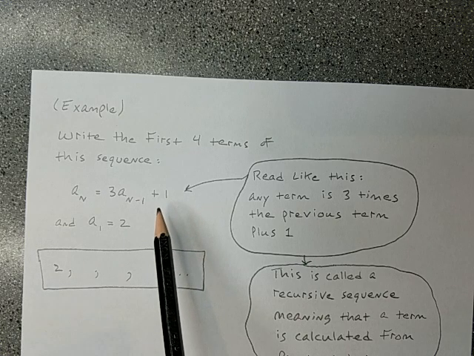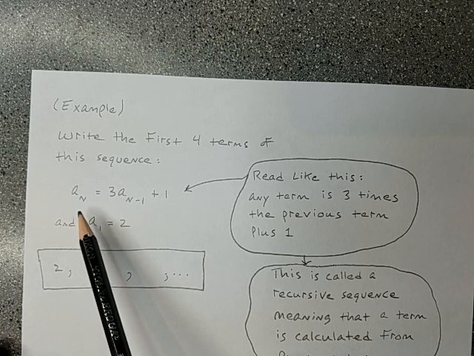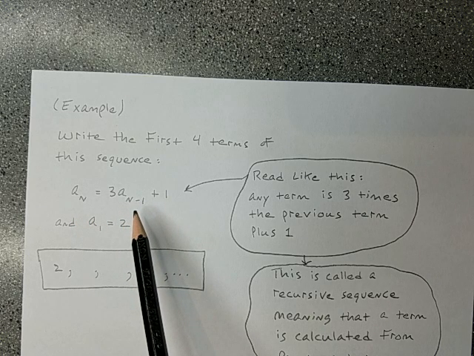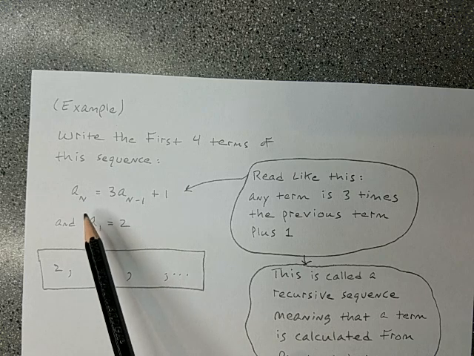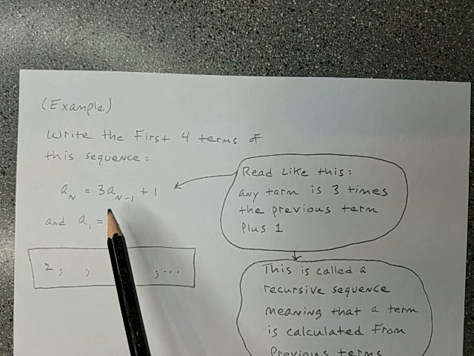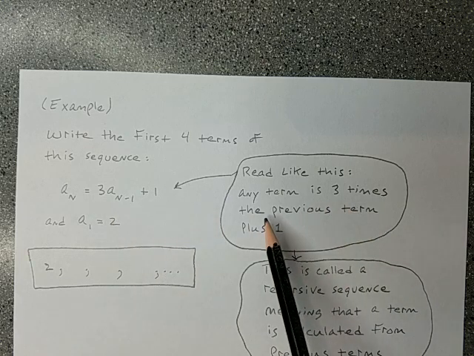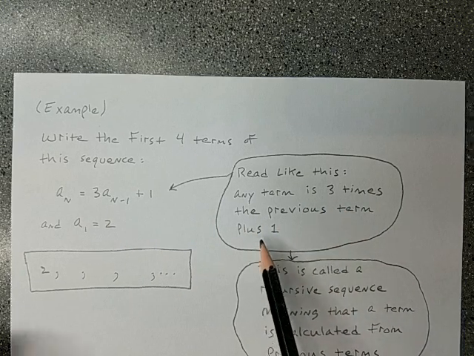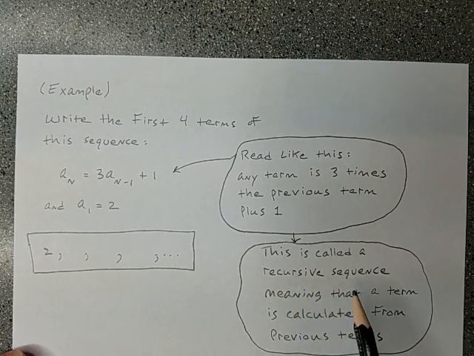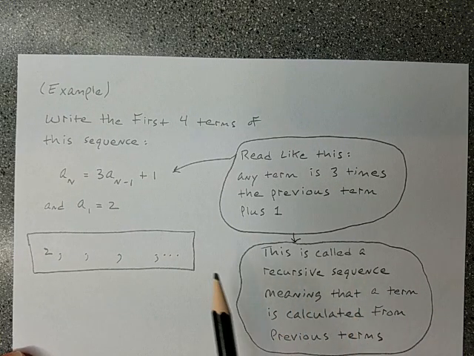That's what it says. But remember, a sub n is term n. A sub n minus 1, well, that's the term that came before term n. So I can read it this way. Like in English, I can say any term is 3 times the previous term, then plus 1. That's what that says if you translate it into English, all right? So yes, those are recursive sequences. Anytime that we define terms from the ones that came before, it's recursive.